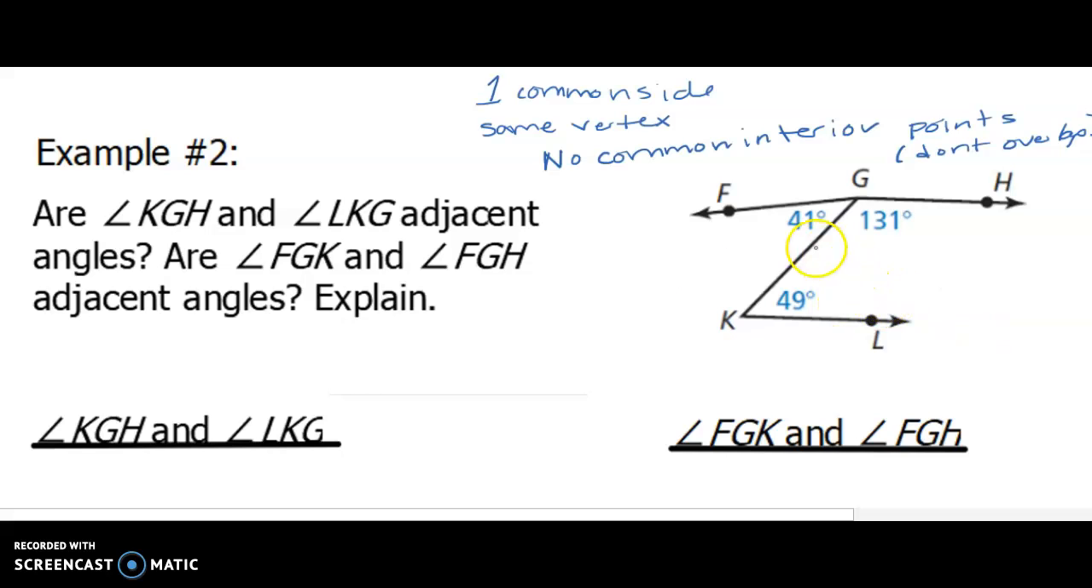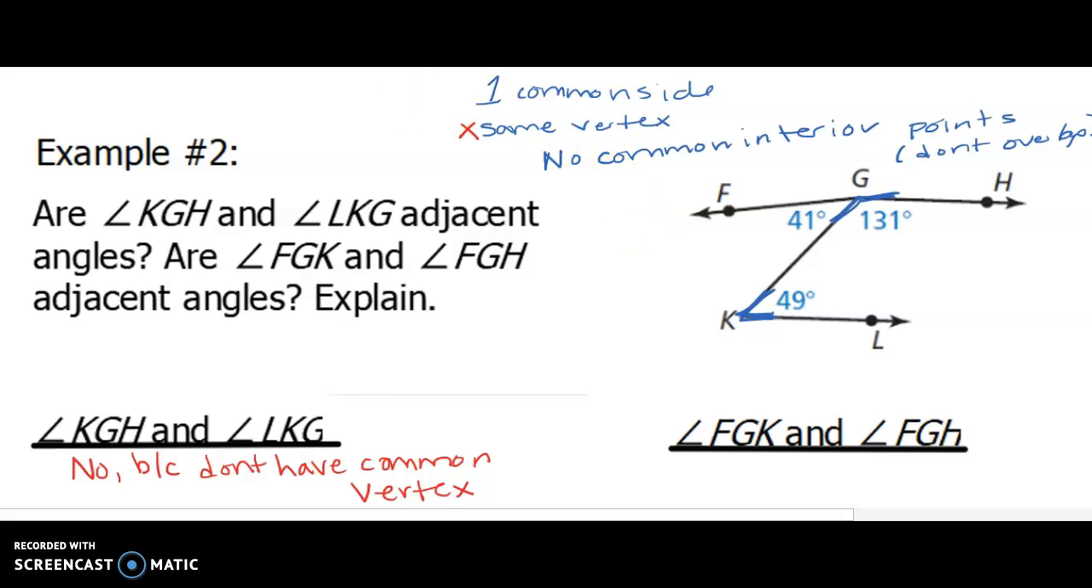All right, so let's look now. Are angles KGH, so that means this angle here, and LKG, are these two angles adjacent? All right, no, these cannot be, because they don't have a common vertex, or they don't share the same vertex, okay? So they don't have this, therefore they can't be adjacent angles.